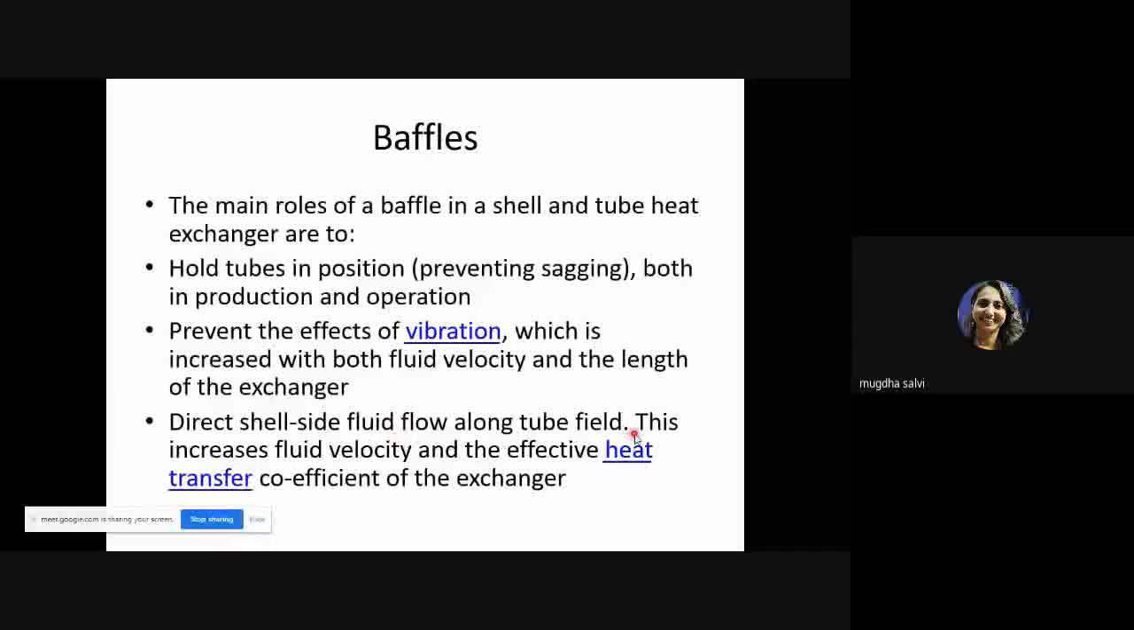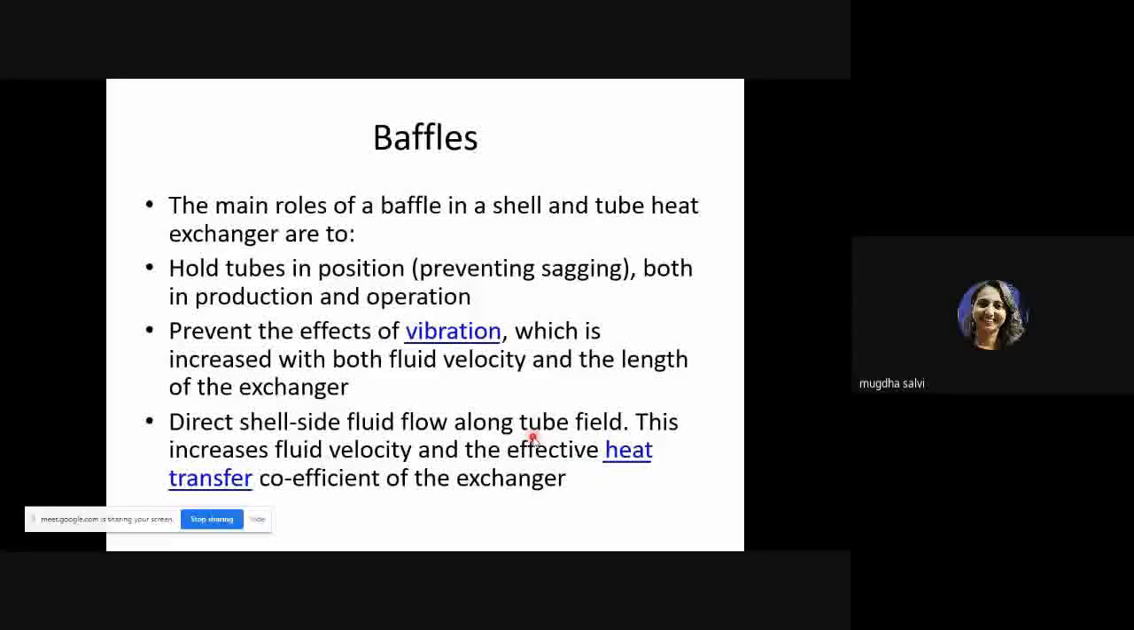If you all recollect, we had seen how turbulence is more effective in increasing the rate of heat transfer. So if we are placing baffles in between in the heat exchanger, automatically it will direct the fluid along all the tubes, and it will also create some amount of turbulence. These are the main roles of a baffle, and hence they are very important in any shell and tube type heat exchanger.